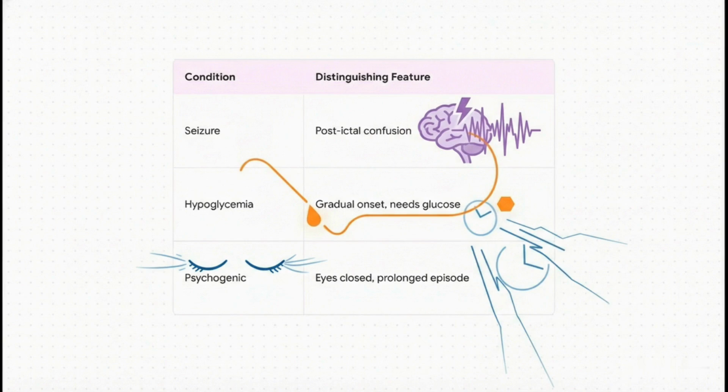So before we go any further, we have to rule out the mimics, and examiners absolutely love to test this. You see a patient with a post-ictal state, that prolonged confusion after they wake up? Think seizure, not syncope. Hypoglycemia? That comes on gradually and they won't just wake up on their own. They need glucose. And in psychogenic pseudosyncope, look at the eyes. They're often clamped shut. True syncope doesn't have any of that.